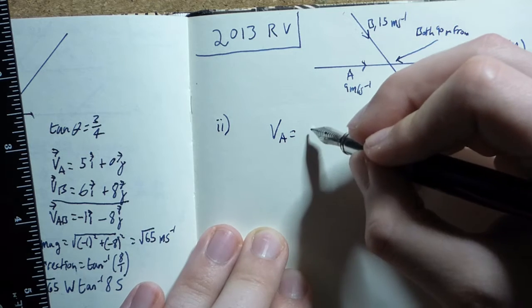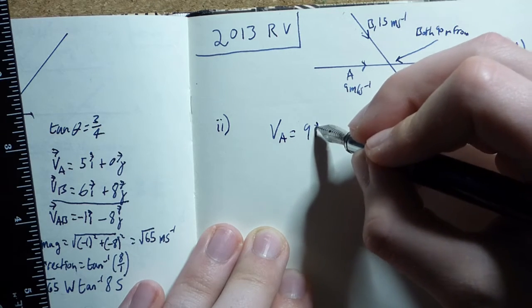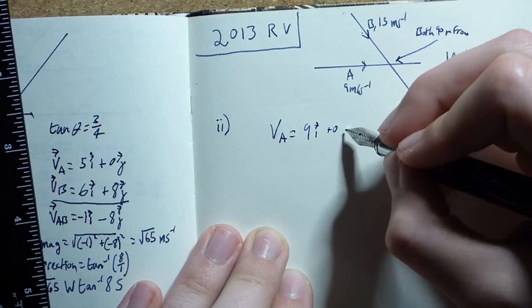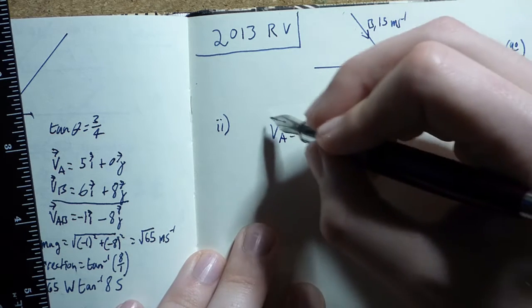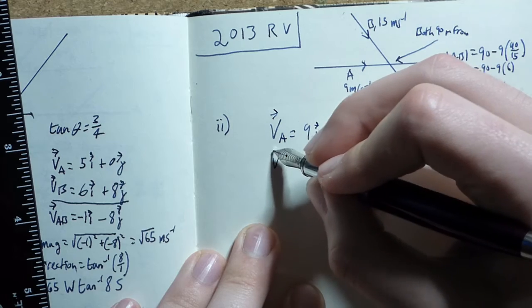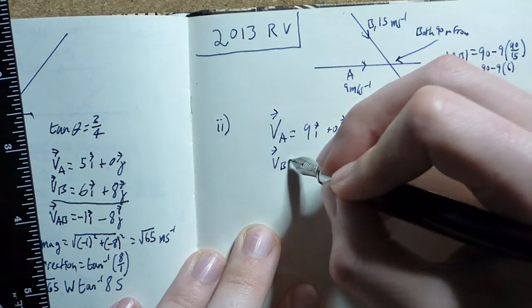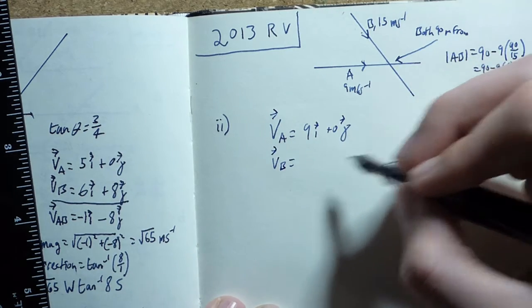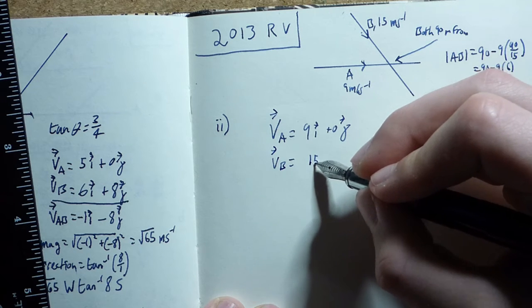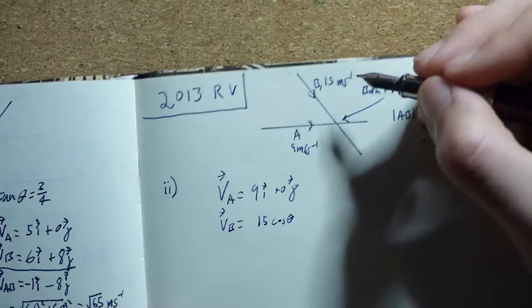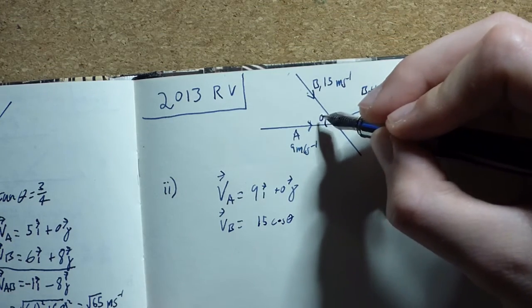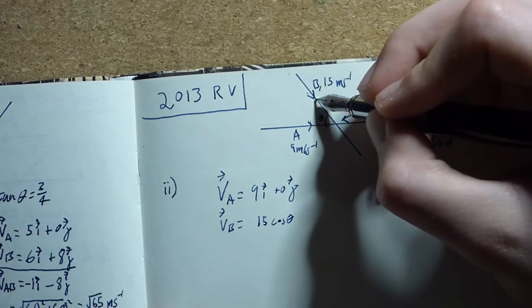So now for part 2, we're trying to find the shortest distance between the cars. We're trying to find the value of theta, the angle between them. So we can write the velocity of A as 9i plus 0j, because it's not moving up or down, it's just moving straight to the right. And then the velocity of B, we can write as 15 cos theta i minus 15 sine theta j, because as you can see there's the angle theta.